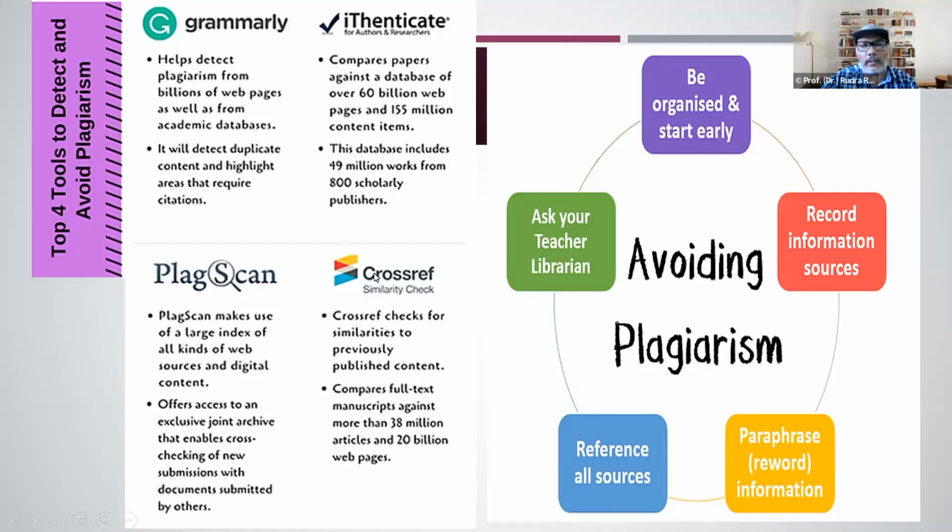And Crossref is also another tool. These are the four top tools to detect and avoid plagiarism. Crossref checks for similarities to previously published content, comparing the full text manuscript against 38 million articles and 20 billion web pages. As I told you when we were discussing the plagiarism detection framework, every software has its own capabilities, but capabilities are nothing but access to so many articles and web pages. Only the differentiation comes here. Otherwise, the rest of the algorithms are quite easy to detect and follow.